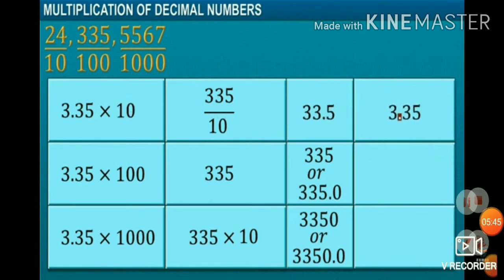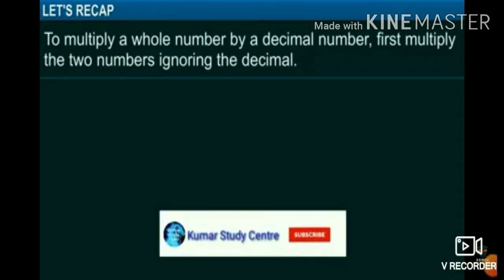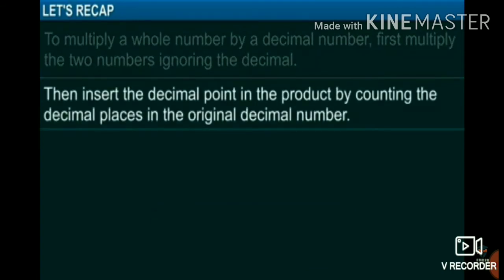What are the rules you have used here to multiply a whole number by a decimal number? First, multiply the two numbers ignoring the decimals. Then insert the decimal point.